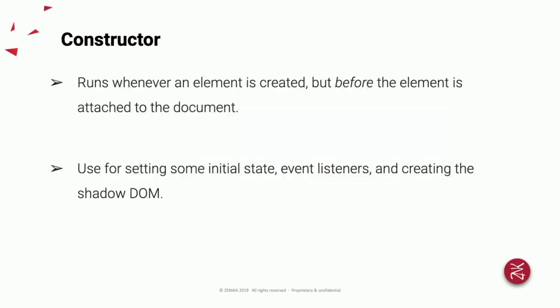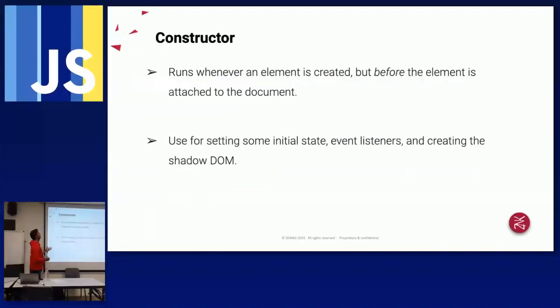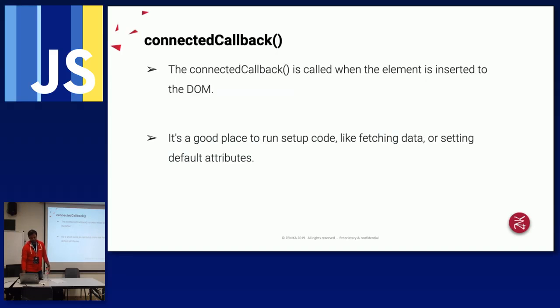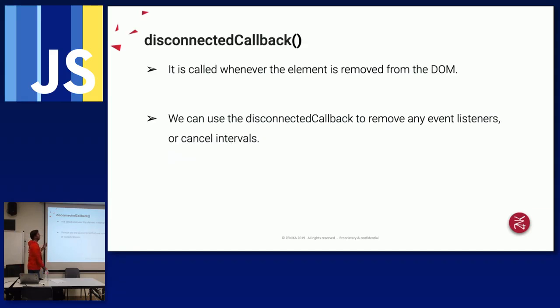So here is the short definition of when you can use each one. Whenever your element gets created, your constructor gets executed, and it's good for setting up the initial state, binding event listeners, and creating the shadow DOM. Connected callback is called when your custom element is inserted into the DOM, and it's good for fetching data, making AJAX calls, and setting default attributes in your application. Disconnected callback is used to detach your event listeners, cancel time intervals, and free up memory in your application.